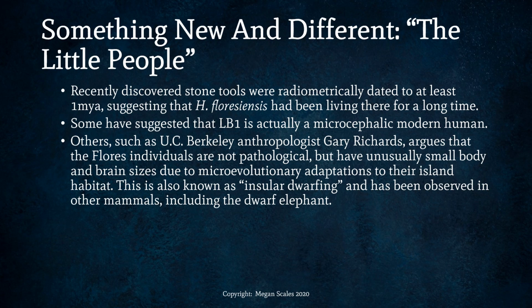This is also known as island dwarfing or insular dwarfing, and has been observed in other mammals, including the dwarf elephant. So basically, in mammals, sometimes when the environment is confined, it is more adaptive to have a smaller body size, so people, or whatever species it is, evolves to be smaller.